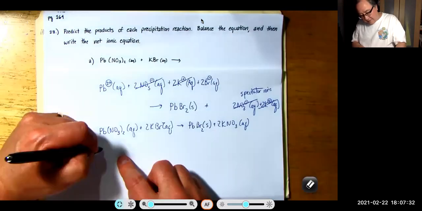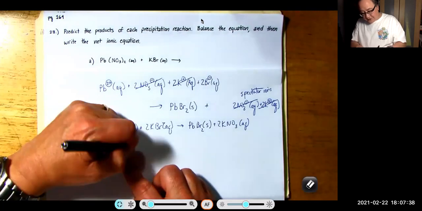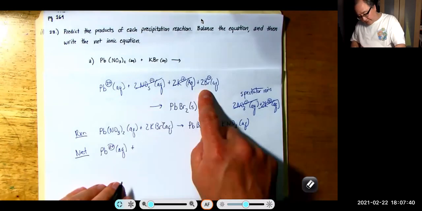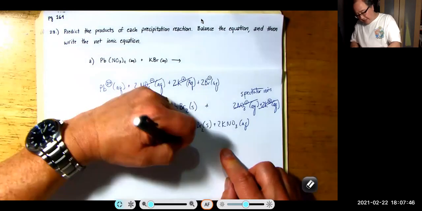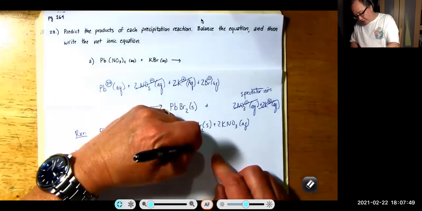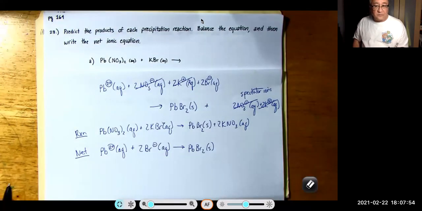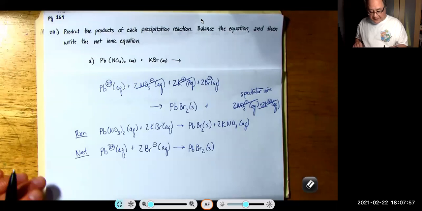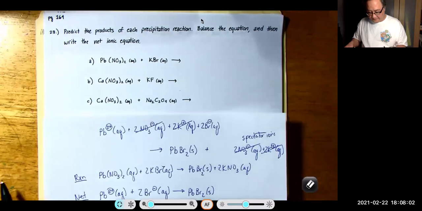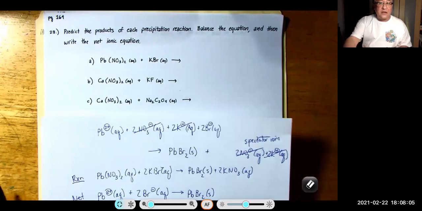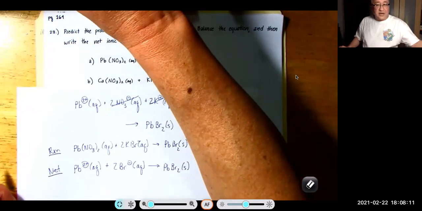So the net would end up being Pb2+ aqueous plus 2Br- aqueous gives you PbBr2 solid. And there's your net. Okay, so I'm going to let you guys do B and C on your own. Any questions on this one? Don't be shy.